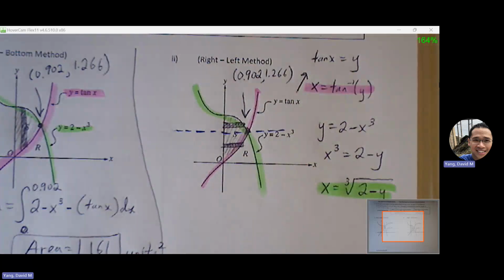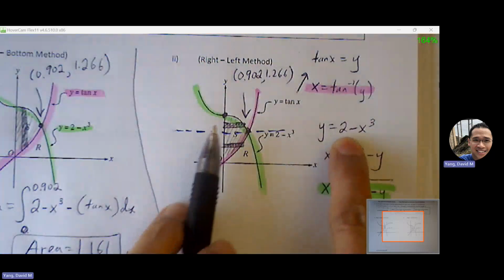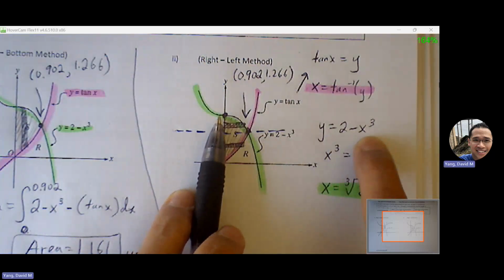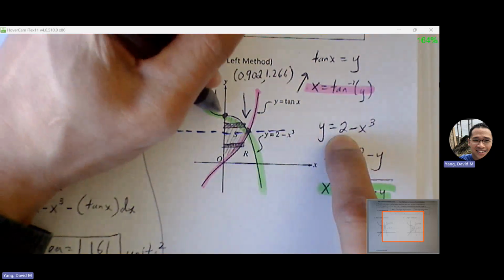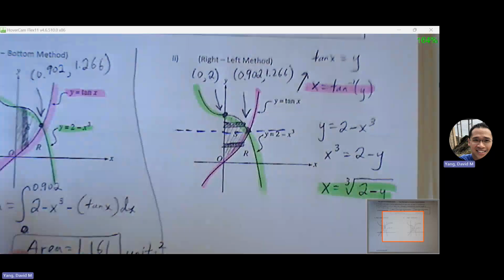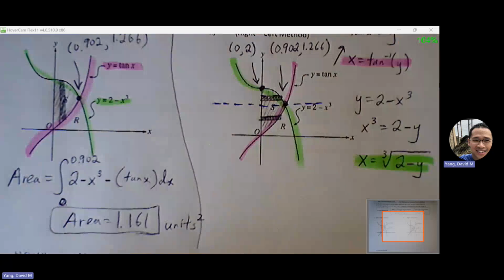So this point is just the y-intercept of my 2 minus x cubed. If I want to find the y-intercept, I can simply plug 0 in for x and solve for y. So if I plug 0 in for x, my y is simply 2. So my y-intercept there is just 0, 2. Okay, we have everything that we need to set up our integral. Ultimately, we should get the same answer as part A. We're talking about the same region, but we're just doing it in a different way.